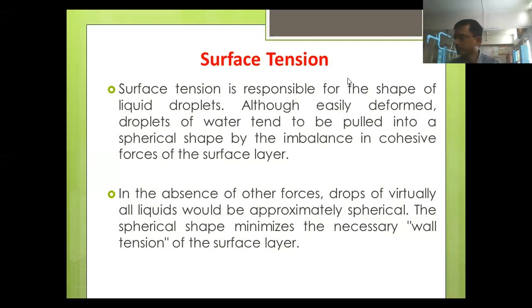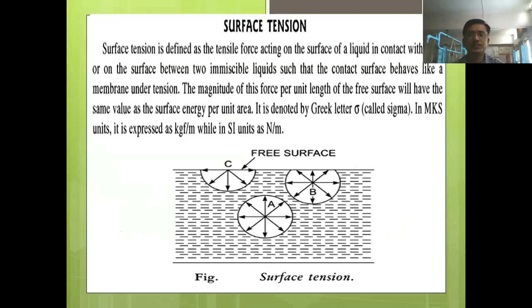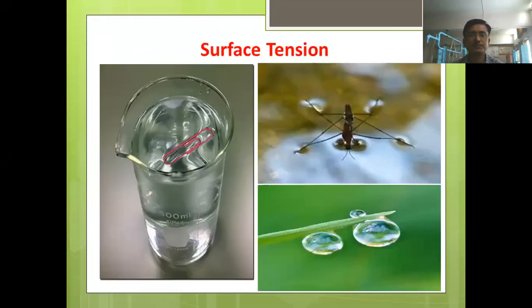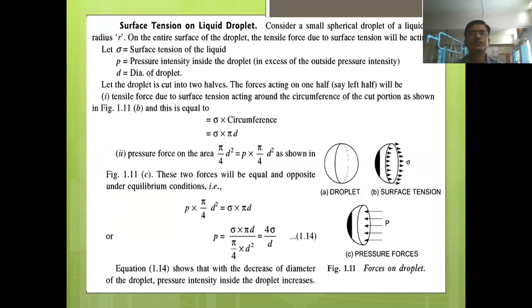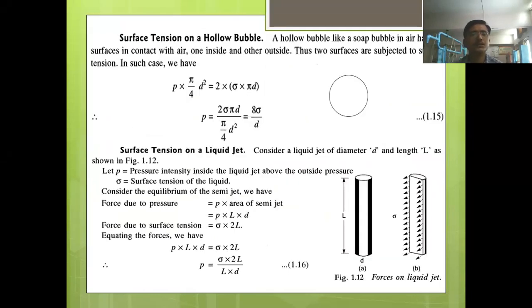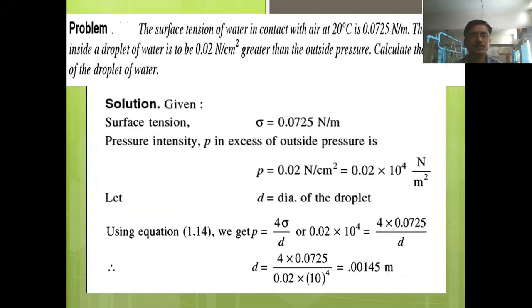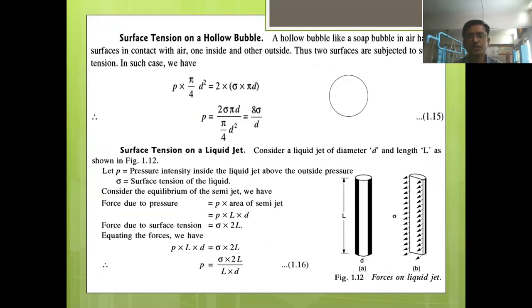In yesterday's previous lecture, we started this point, surface tension. This property of the liquid we have seen in the previous lecture. What is surface tension? We'll have a quick revision on this, and then we will see the derivation of surface tension on the liquid droplet, then surface tension on the hollow bubble, and then surface tension on the liquid jet. And then we'll see the problems based on this.